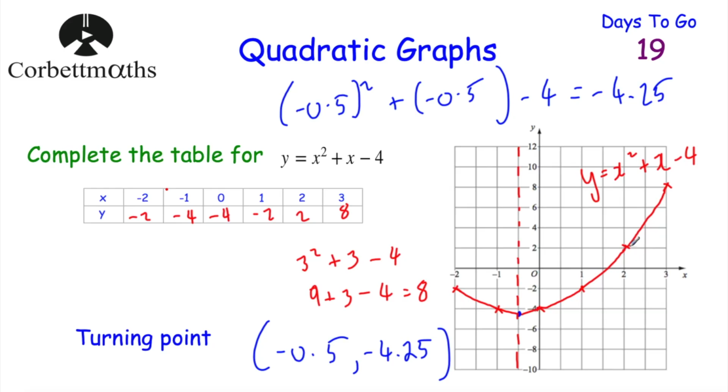So because it then passes through 2, 2, it will also then be -3, 2, and so on, and the graph will come back up. And the line of symmetry, if you were asked the line of symmetry, would be x equals minus 0.5. So that would be the line of symmetry for that quadratic graph.